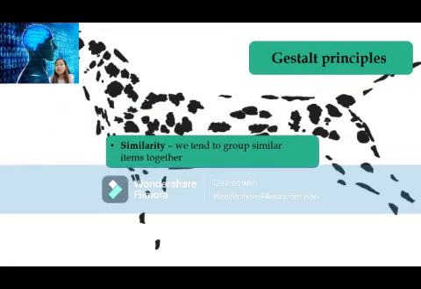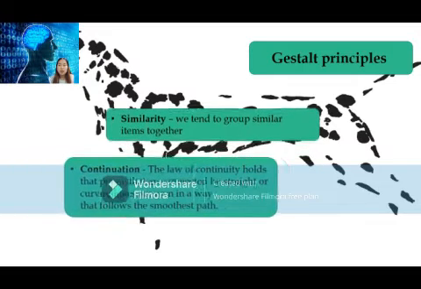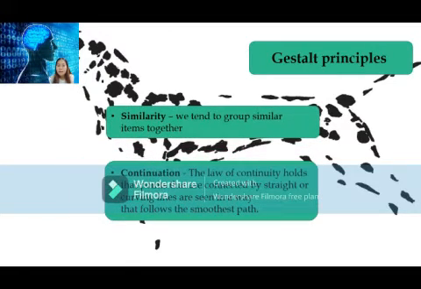So, similarity. We tend to group similar items together. So, ito yung pinagsasama-sama natin kung ano yung magkakakulay at magkakashape. Now, we have the second principle, which is continuation. The law of continuity holds that points that are connected by straight or curving lines are seen in a way that follows the smoothest path.